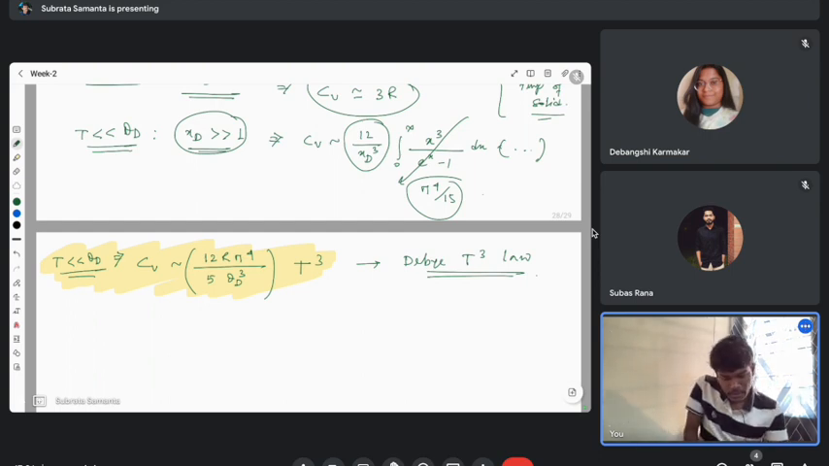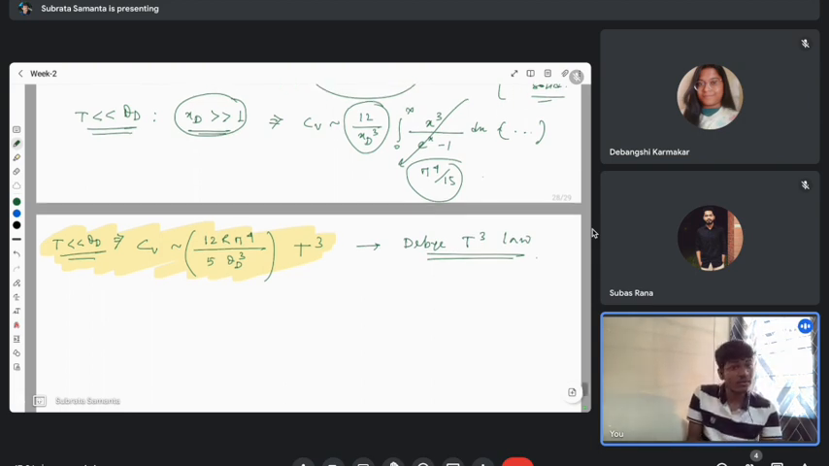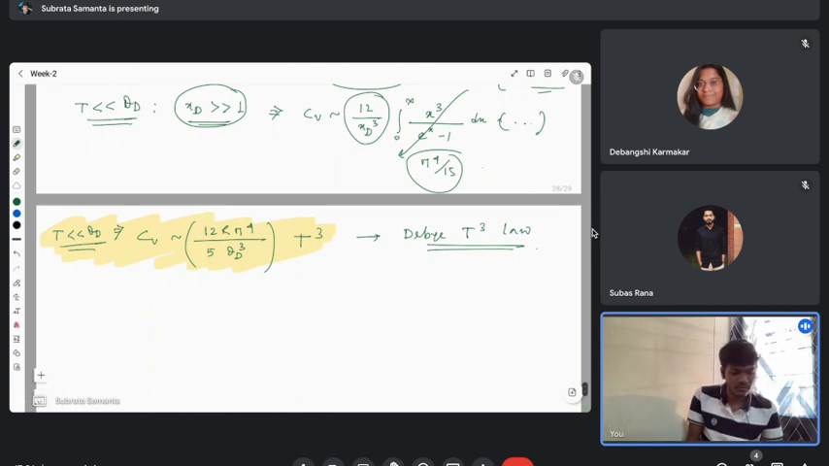Now you may ask about going to the very low temperatures, the ultra low temperatures, where the electron specific heat also contributes. This T cubed law again says there is some characteristic temperature theta D, and the temperature must be much less than this characteristic temperature.